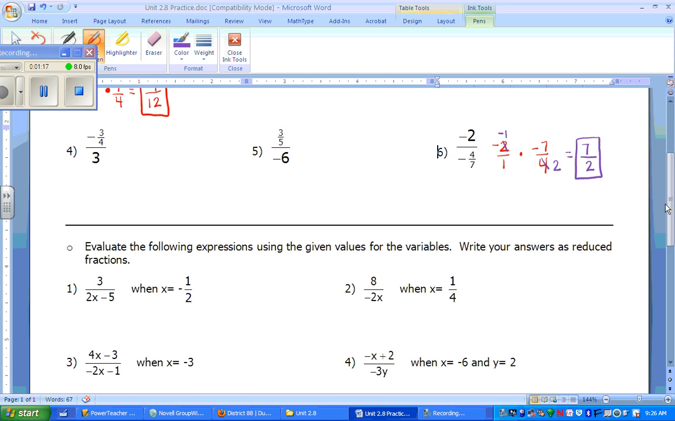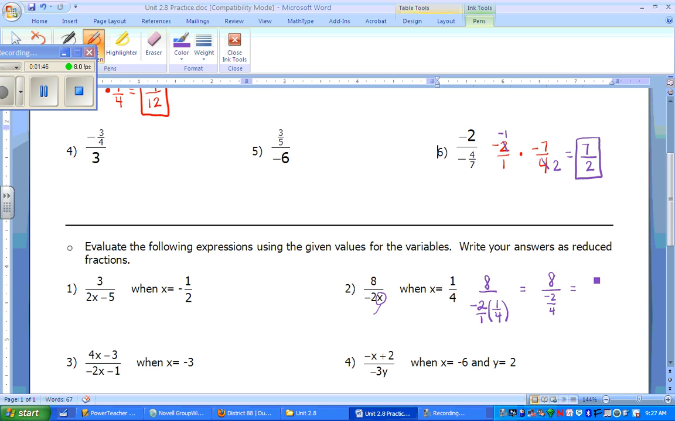Let's take a look at number 2 in the second section. Up top, we leave that alone. In the bottom now, we have negative 2 over 1 times x. So we're taking out x, and they want us to put in 1/4. If we simplify this here, we can say 8 equals negative 2 over 4. We're just multiplying. 2 times 1 is 2. 1 times 4 is 4.